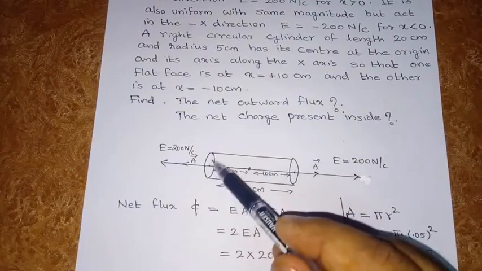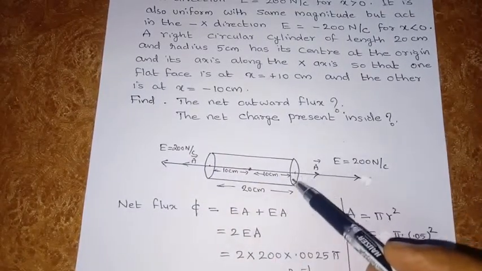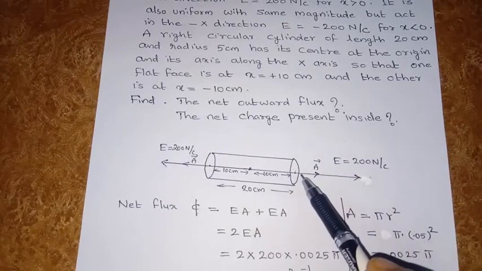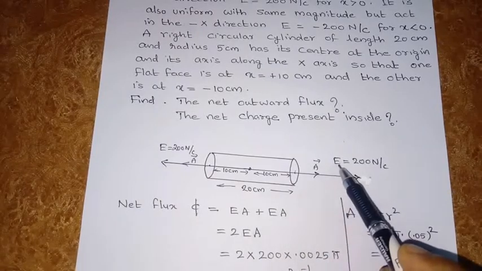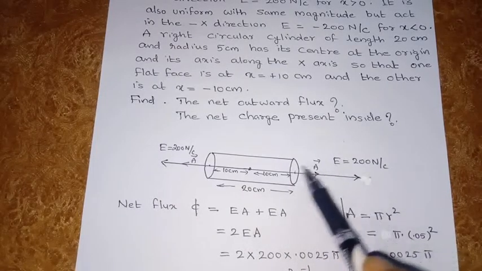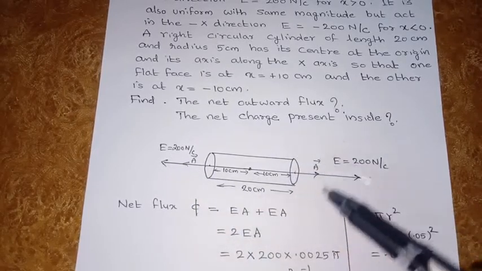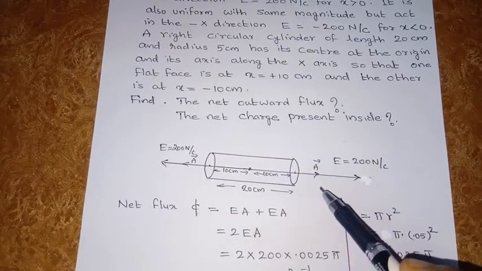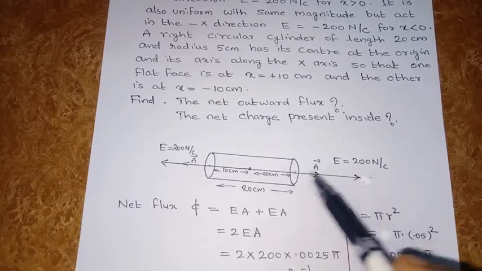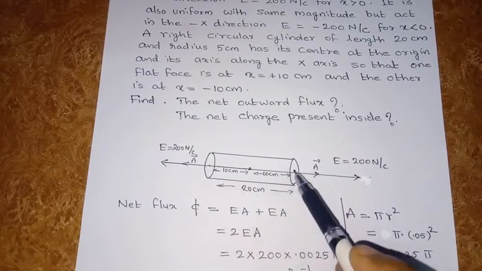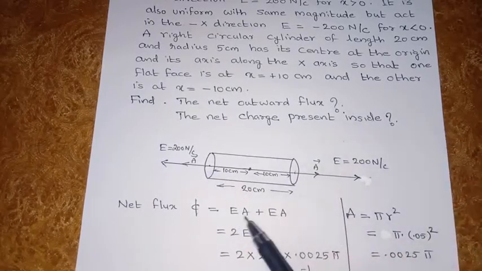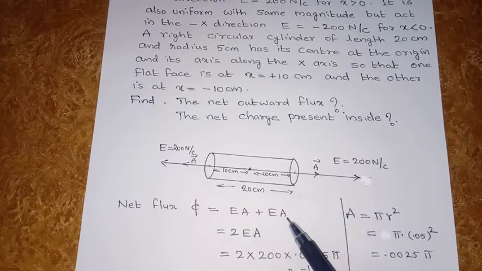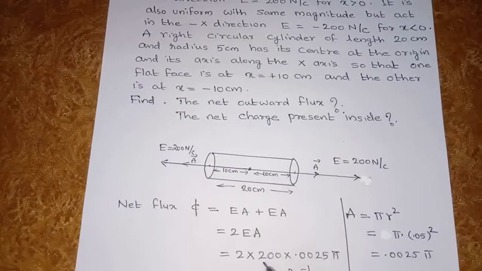Now, these two end surfaces create flux. And flux, according to the definition, is given by E dot A. And you can see here E and A are parallel to each other on both end surfaces. Therefore, theta is equal to 0. E dot A can be written as EA only. So the net flux will be flux through this particular surface plus flux through this particular surface. That means EA plus EA. That will be 2EA. The magnitude of the electric field is given, that is 200.